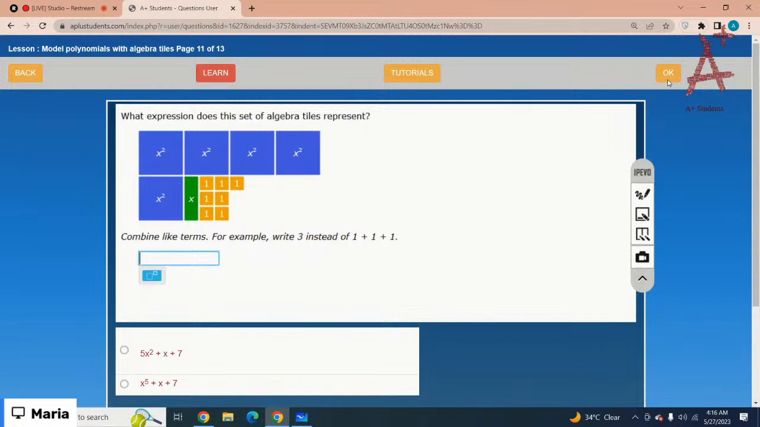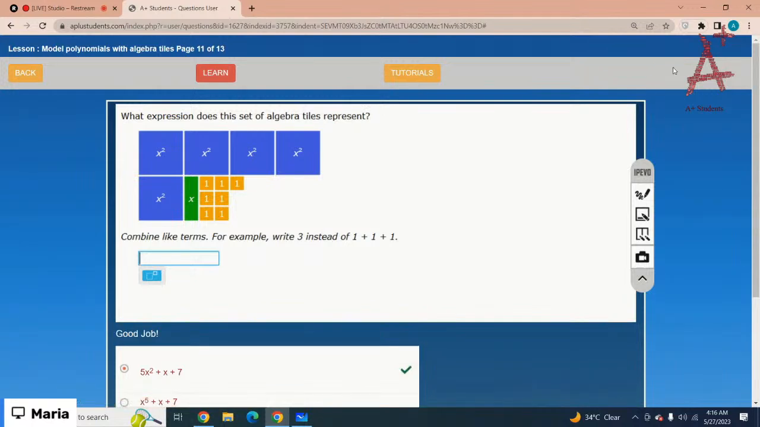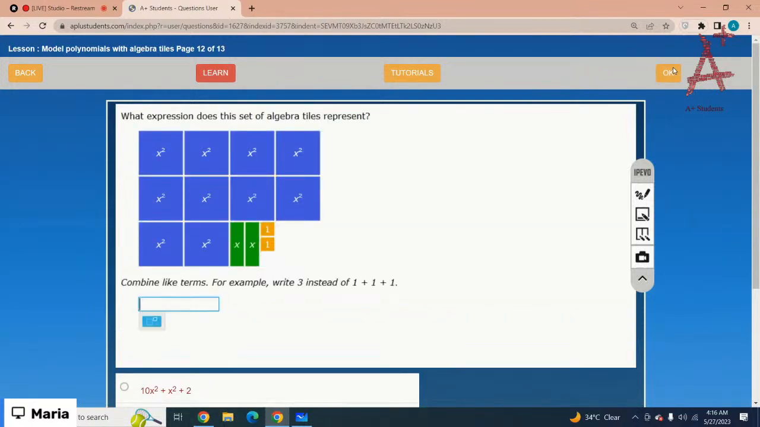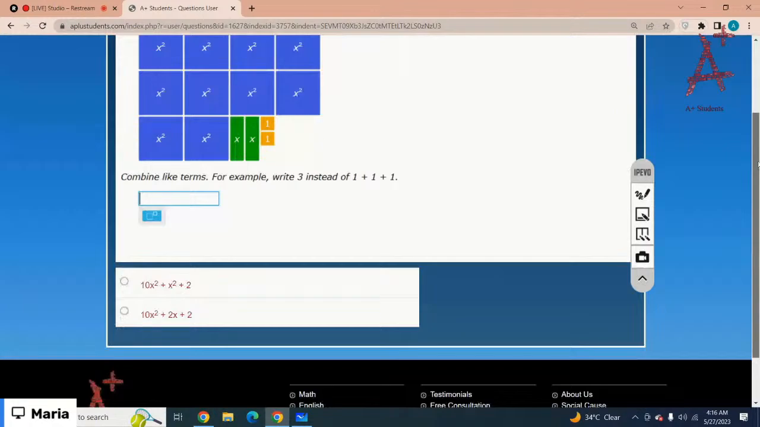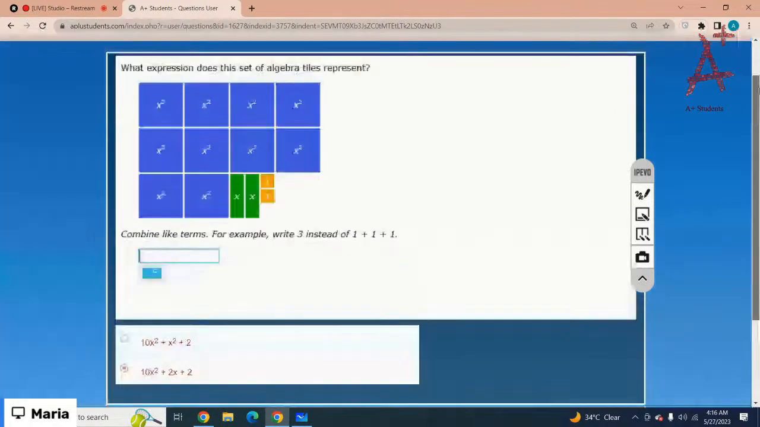What expression does this set of algebra tiles represent? It would be 5x square plus x plus 7. Option number 1 is the correct option. What expression does the set of algebra tiles represent? So it would be 10x square plus 2x plus 2. Option number 2 is the correct option.